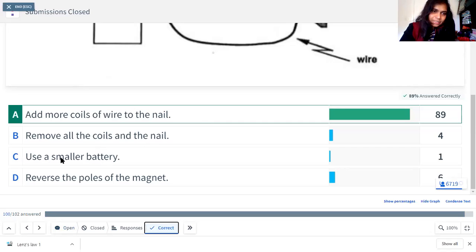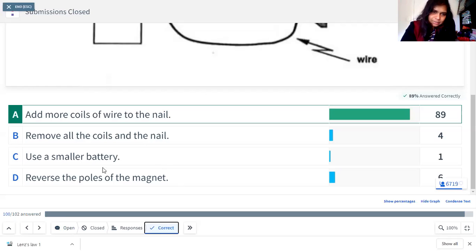Then use a smaller battery. This means the smaller battery, I should have worded it differently, like a low voltage battery. So smaller battery means a low voltage battery. So if you're supplying a low current, then the induced magnetic field will be smaller as well. Delta V, in that equation, if you reduce the delta V, then the induced current will be smaller.